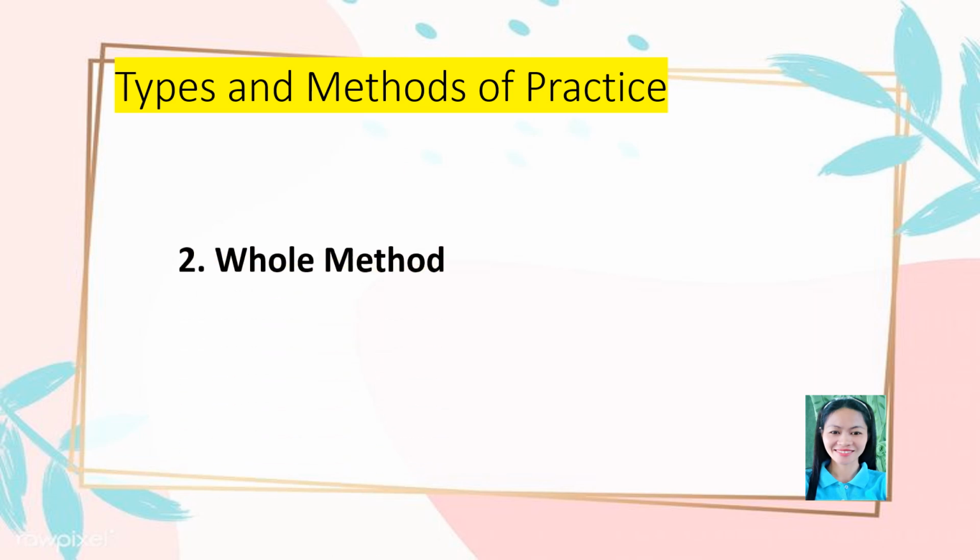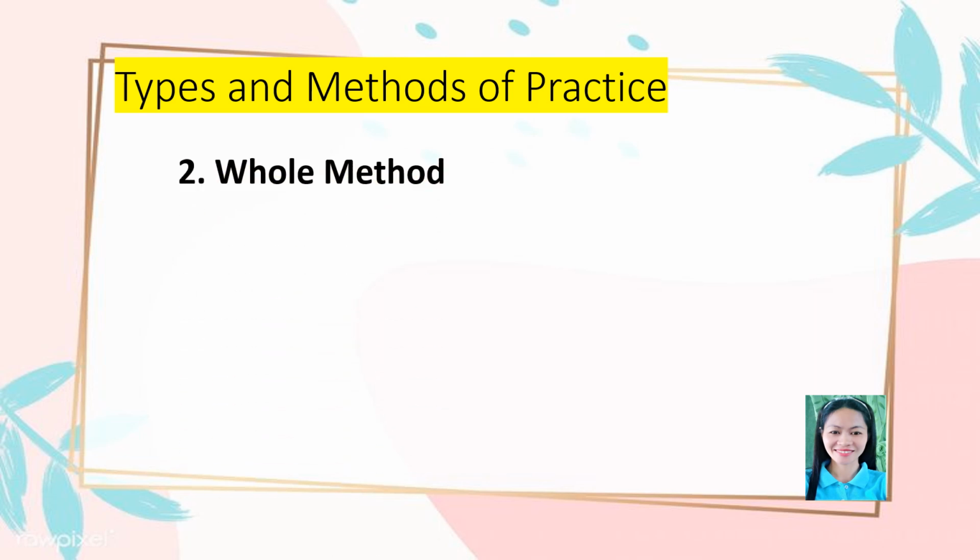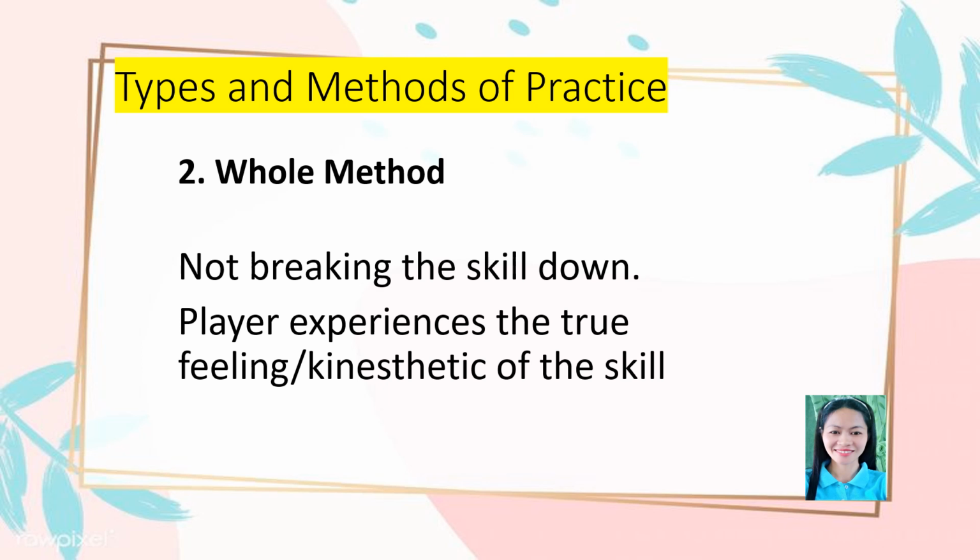Number 2 is whole method. Whole method is not breaking the skill down. The player experiences the true feeling, the kinesthetic, of the skill. More likely to have positive transfer from practice to the real situation. The player is more likely to execute the skill fluently and can appreciate the relationship between each part of the movement.